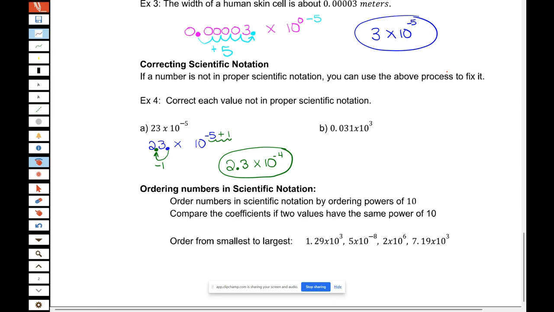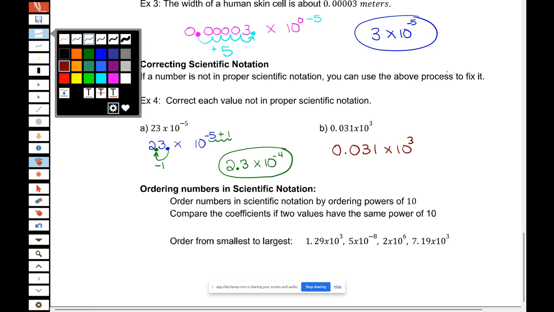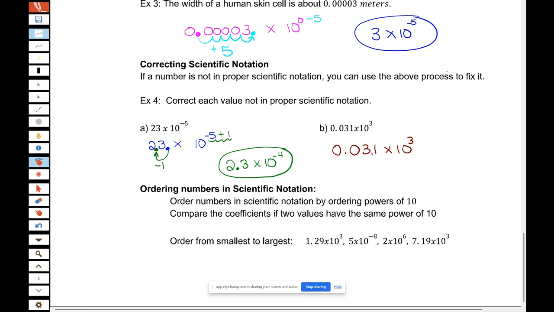All right, if you want to try the next one on your own, you can pause the video and then come back and check it. So 0.031 times 10 to the third. All right, so if I want to make this initial number be between 1 and 10, the decimal would have to go here, which means I am moving it 2 places to the right. So I'm going to subtract 2 here. I get 3.1 times 10 to the first power.